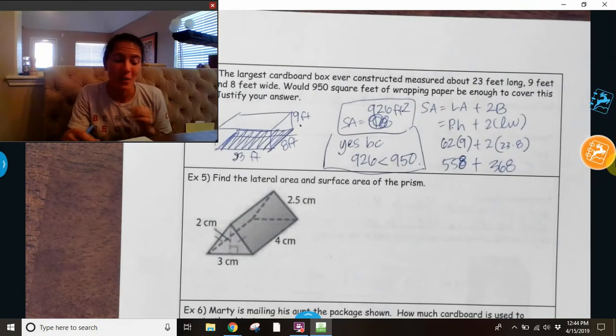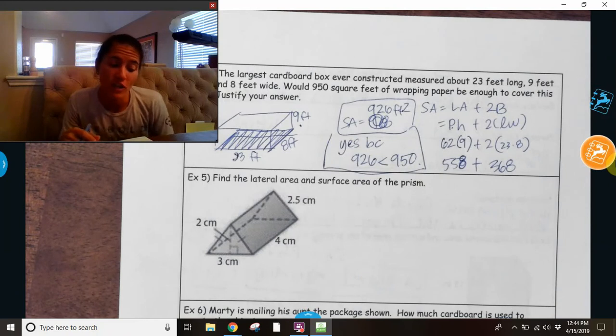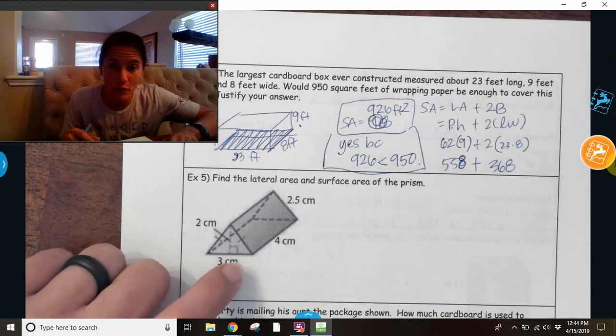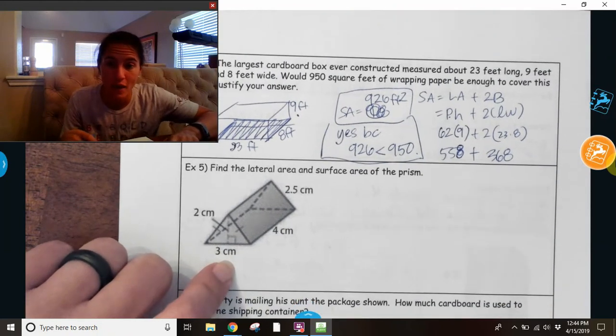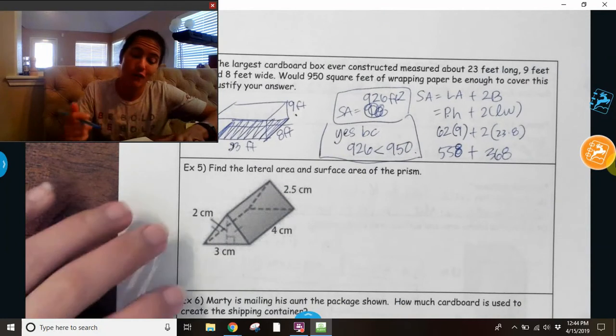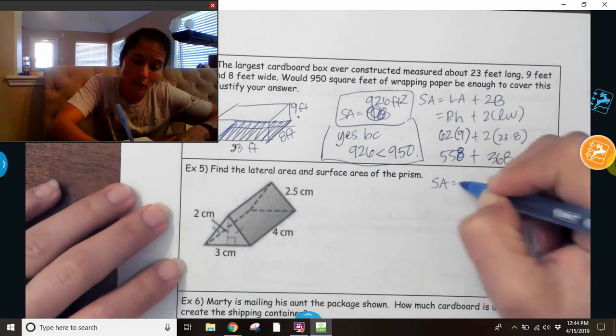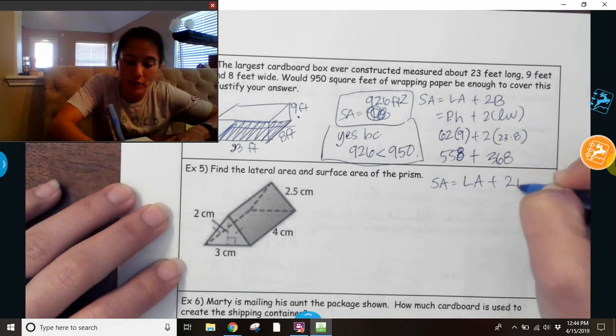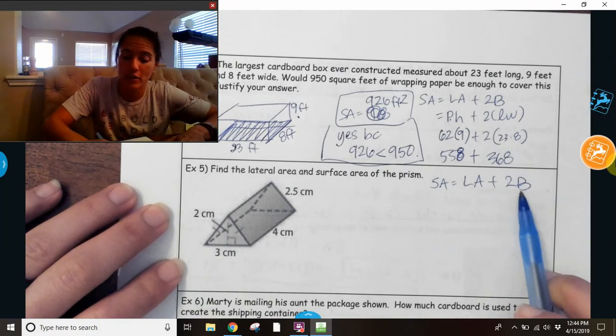All right, let's get into another shape. Example 5, find the lateral area and surface area of the prism. So this is a different prism. This is a triangular prism. The only thing this is going to change is our formula. So again, we start with lateral area plus 2 bases, 2 base areas.